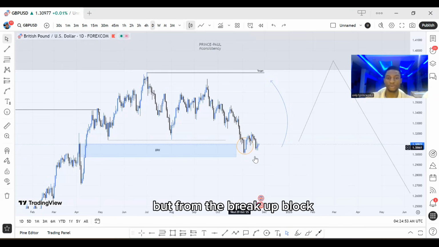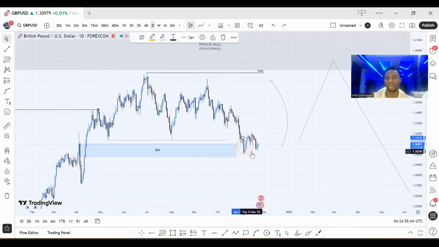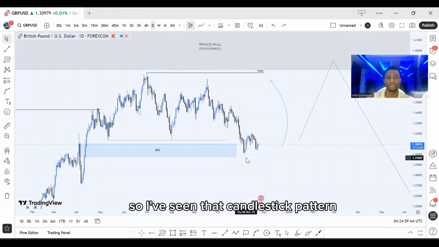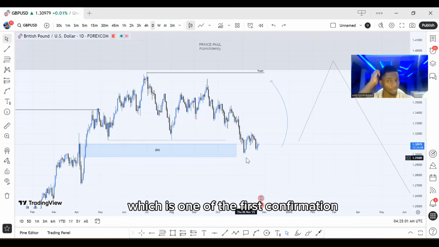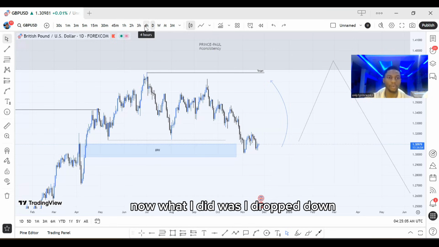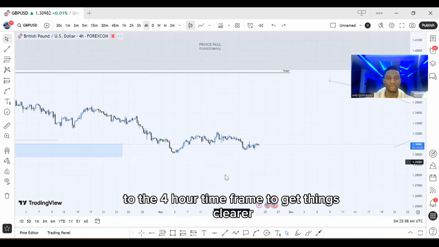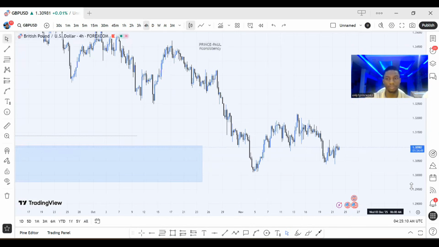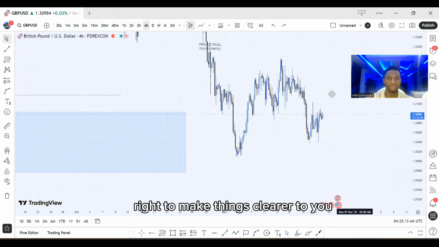But from the breaker block, we are already seeing rejection reactions, signaling buys, right? So we have seen that candlestick pattern, which is one of the first confirmations. But we can't just execute based off a candlestick pattern. Now, what I did was I dropped down to the 4-hour time frame to get things clearer, to make things clearer to you.